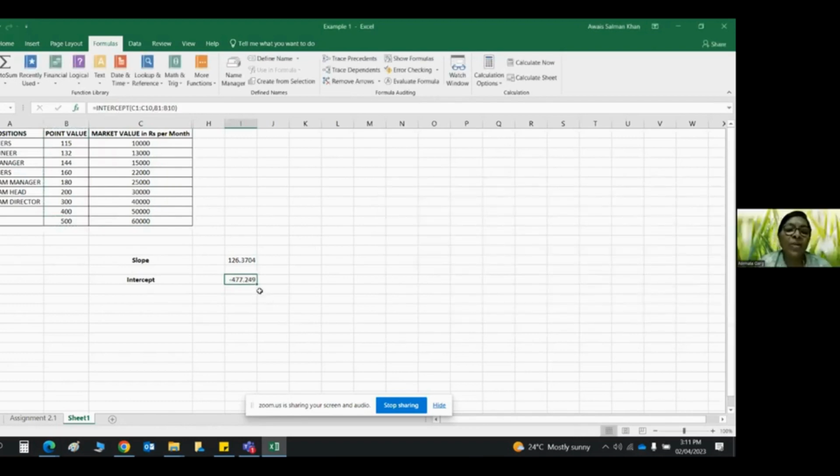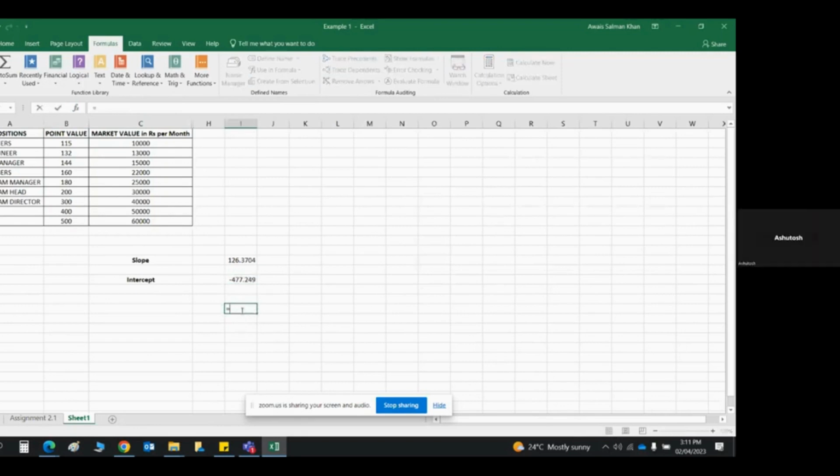Now what will you do? What is the formula? Slope multiplied by point value plus intercept, to make it easier for you. Slope multiplied by point value, y is equal to slope multiplied by point value.